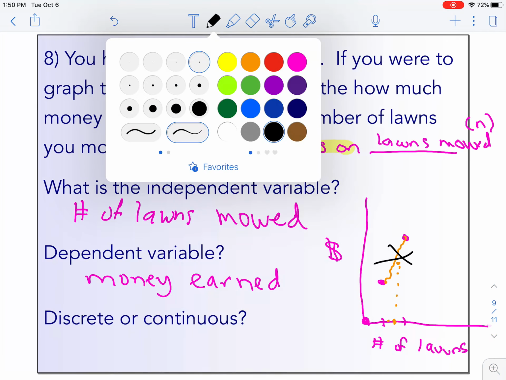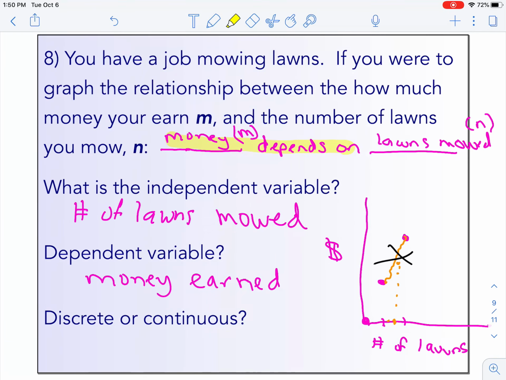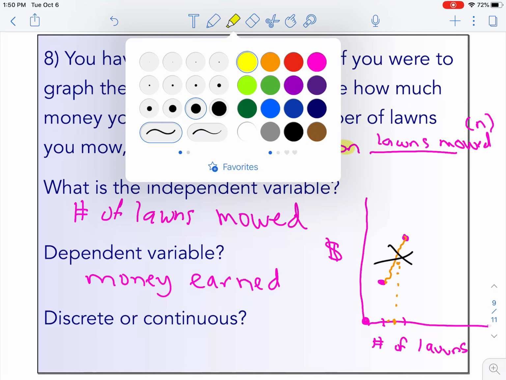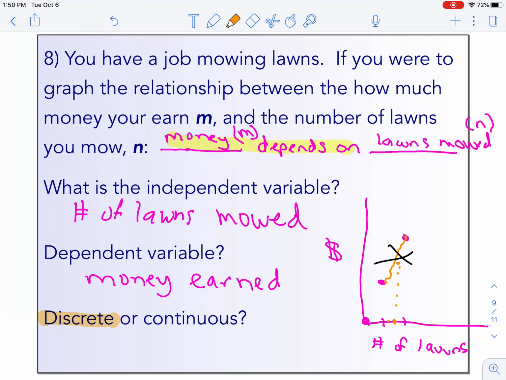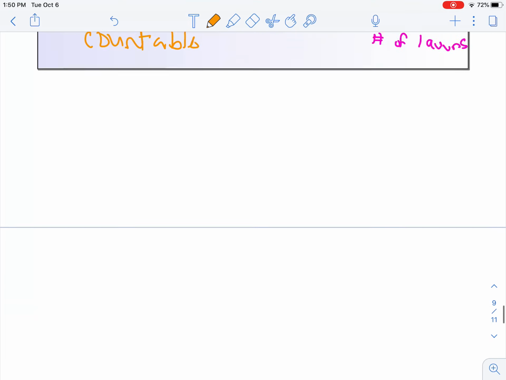So this is going to be a discrete function. So this would be discrete because we can count it. It's countable. And we would have to plot individual points because we can't mow 1.11 lawns.